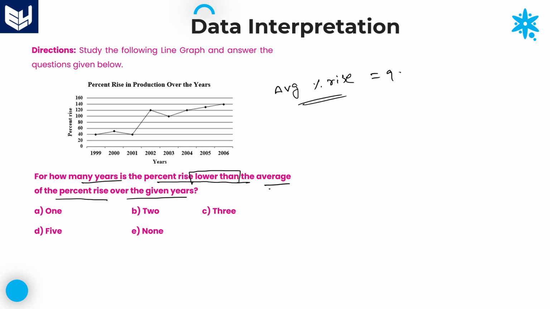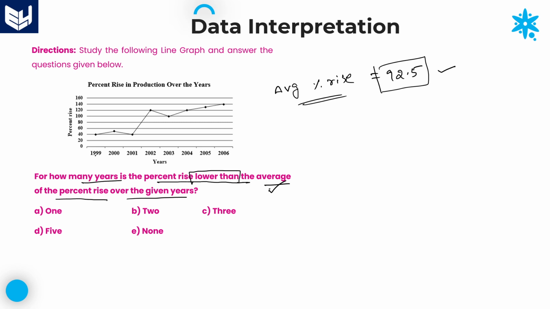This value is equal to 92.5. Now, suppose this particular value had not been calculated previously, first of all we would need to calculate the average percentage rise over the given years as in the previous problem. Once you get this 92.5, then you can compare each and every individual value in the line graph with this 92.5.